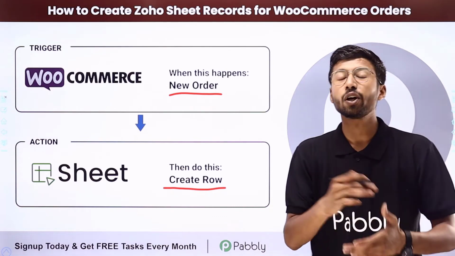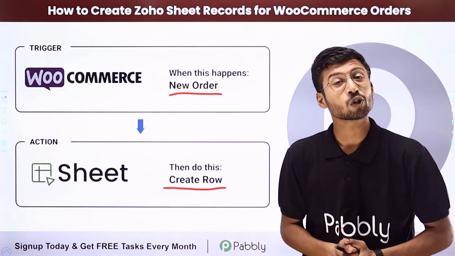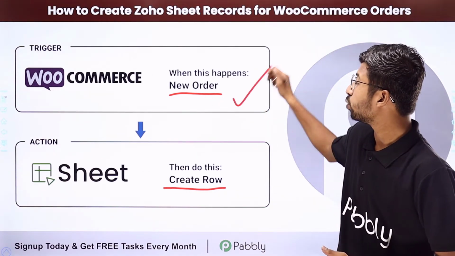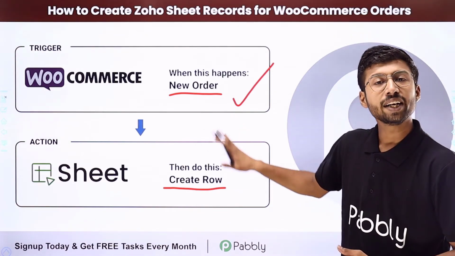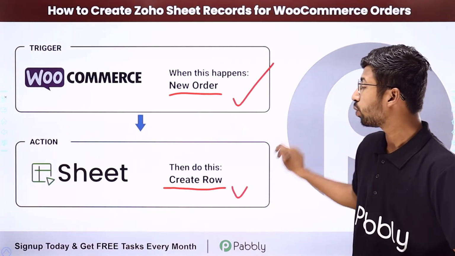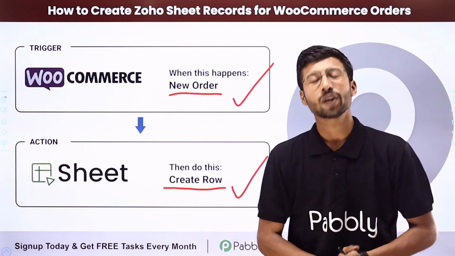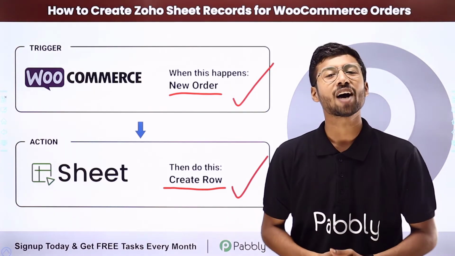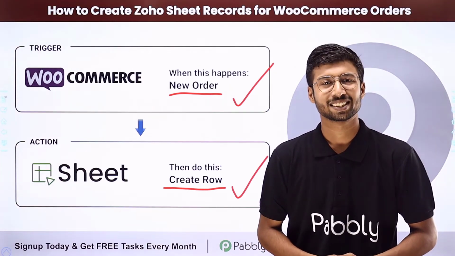Now you can completely automate this process, and the trigger of this automation will be receiving a new order in WooCommerce, and the action will be addition of those order details as a new row in Zoho Sheets. Now how can you set up this automation? To know this, you have to come with me to my screen.